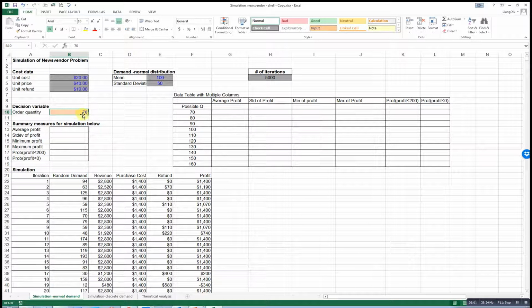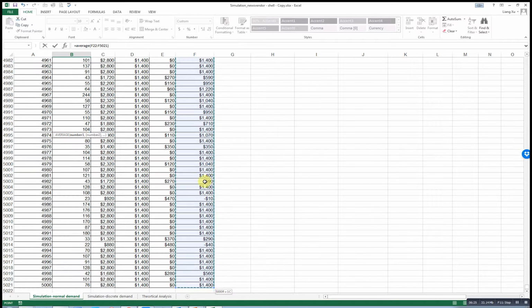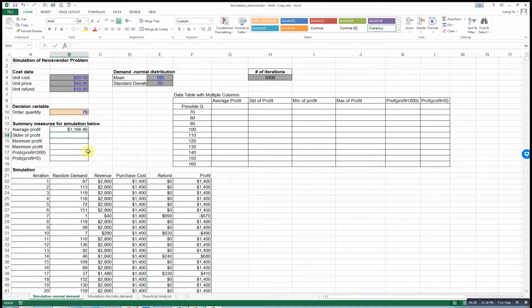And if we want to evaluate the performance of this order quantity, then we need to do some summary statistics over all the realized profit. And one thing we usually look at is the mean profit, right? On average, how much could I earn? So this is just the average of this profit. As you see here, it is about $1,166. That's on average how much I could earn.